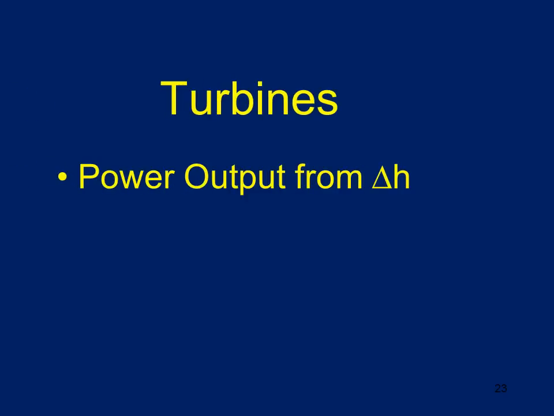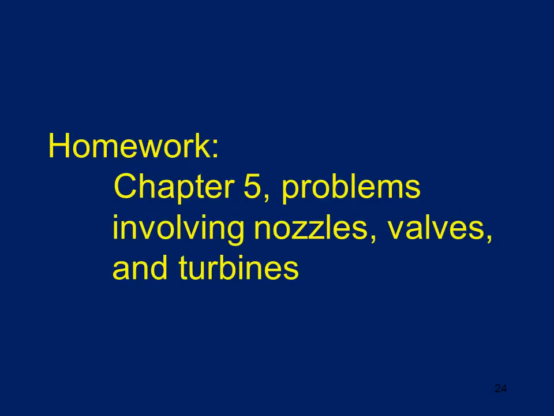And we looked at turbines. The power output is primarily from the delta H, although you will see some problems, and you'll have problems to work, where there is a change in kinetic energy, and you have to consider that too. And there also may be Q if it's not well insulated. So for your homework, what I'd like you to do is work problems in Chapter 5 involving nozzles, valves, and turbines. Work as many of those as you can, and just start to practice and become proficient at doing these energy balances.